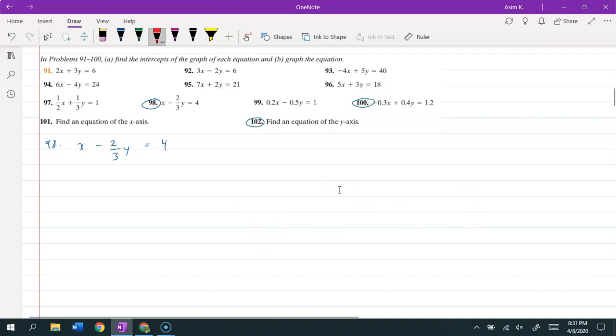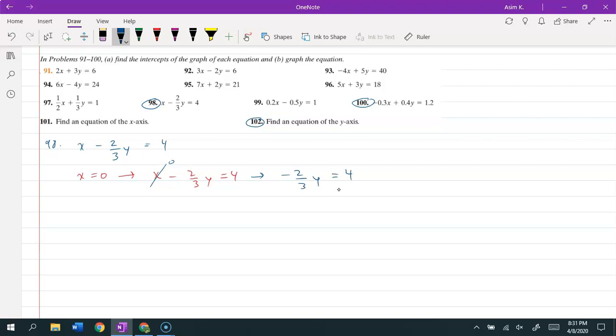So really quickly, what we did in that last example is we said using method 2, when x is 0, this becomes x minus 2/3 y is equal to 4, and basically that part is 0, right? So now go ahead and solve this. You have the equation that says minus 2/3 y is equal to 4.